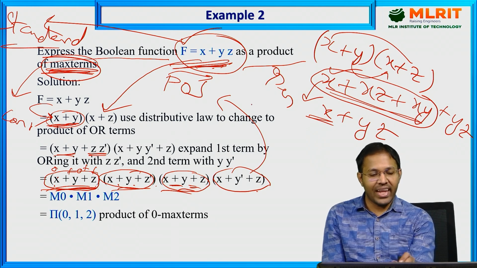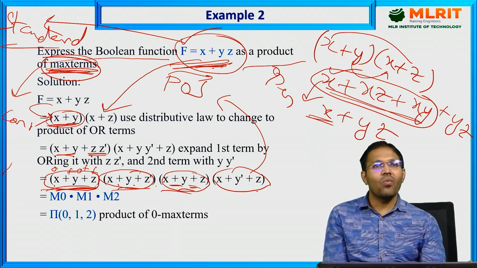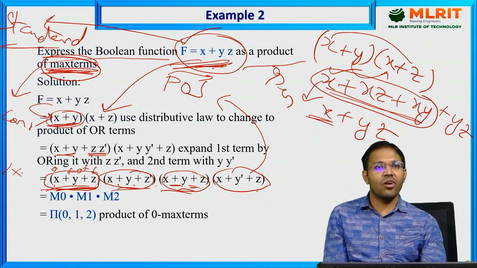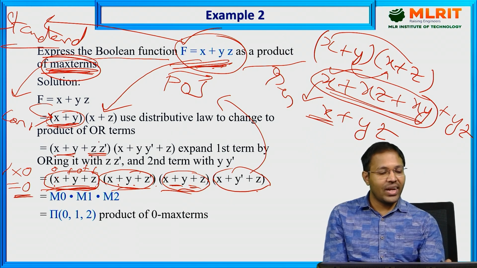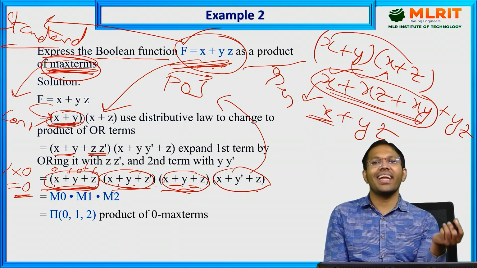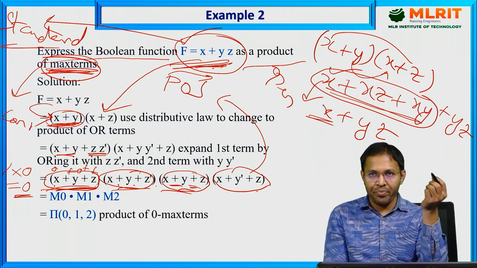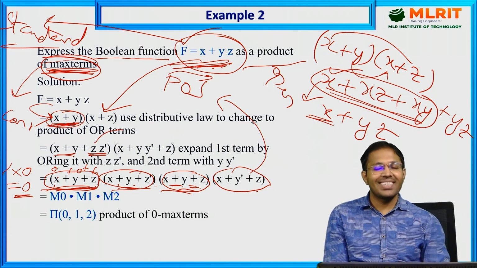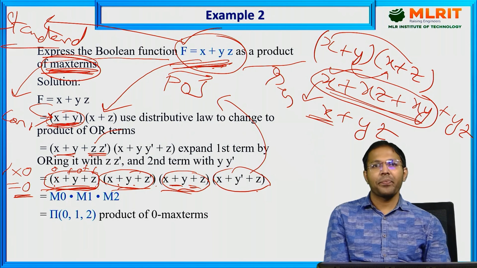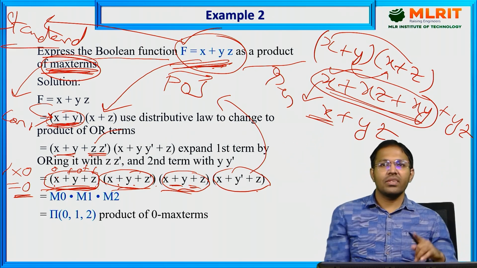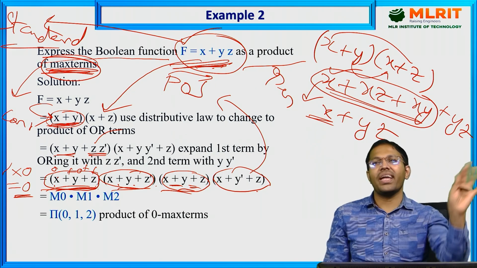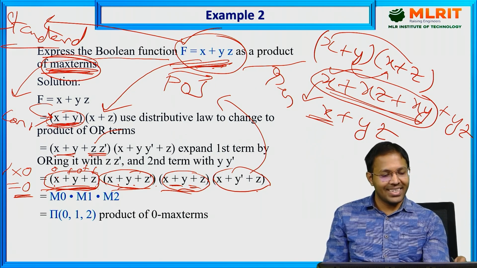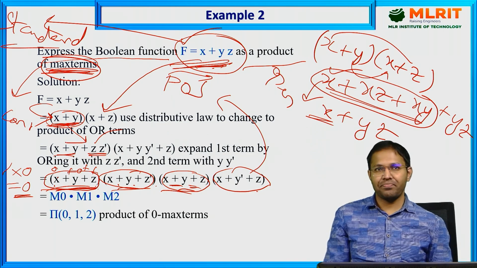For example, if you take 1 multiplied by its complement, 1's complement is 0. You get 0. 0 you add to anything, you get the same thing. So x plus y, you can write it as x plus y plus 0. 0, you can write it as z into z complement. If z is 1, z complement is 0. If z is 0, z complement is 1. Either of the cases, there is a 0. 0 multiplied by anything gives us 0. Hence, this reduction is valid.